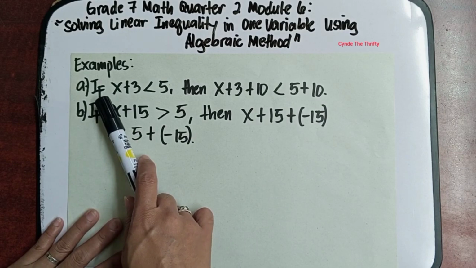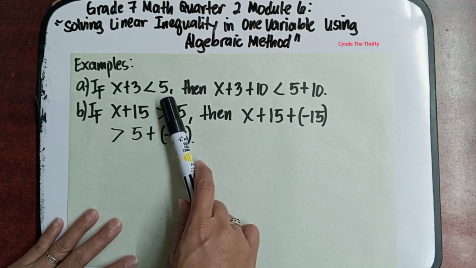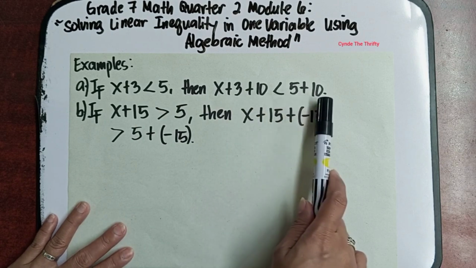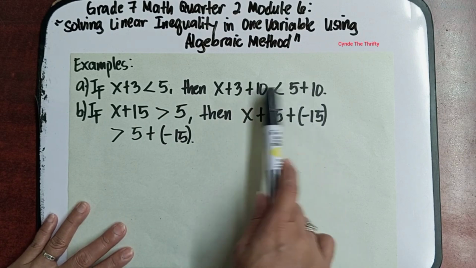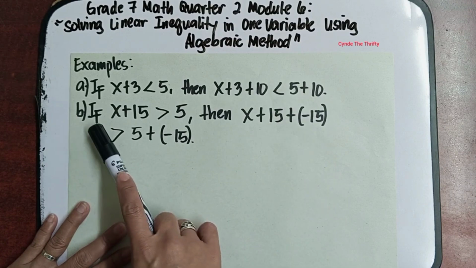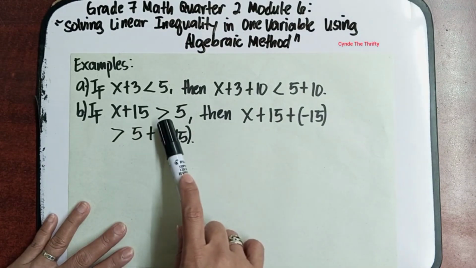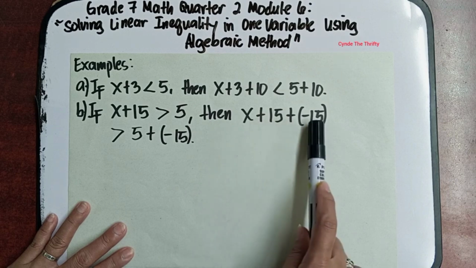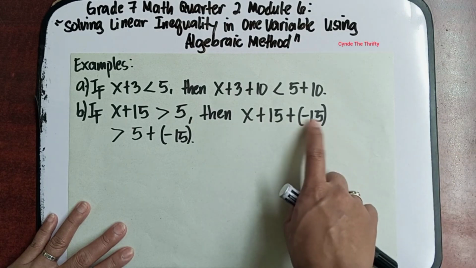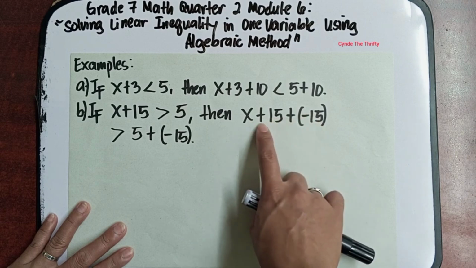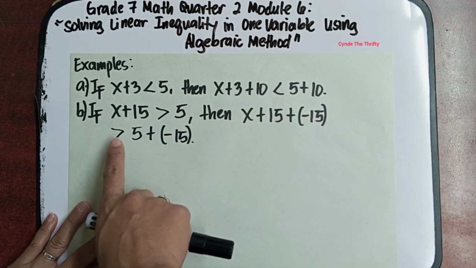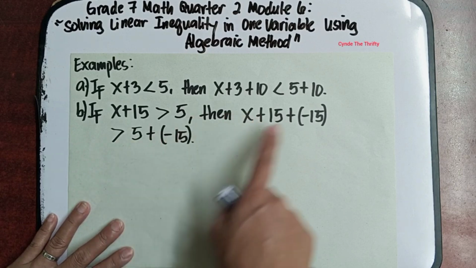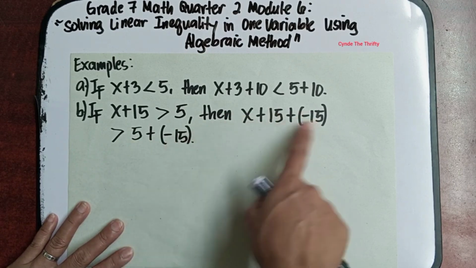Examples, if X plus 3 is less than 5, then X plus 3 plus 10 is less than 5 plus 10. So nag-add tayo ng 10 both sides. Letter B. If X plus 15 is greater than 5, then X plus 15 plus negative 15, take note negative ang na-add dito kasi positive si 15. Okay, so is greater than 5 plus negative 15. So nag-add tayo ng negative 15 both sides.